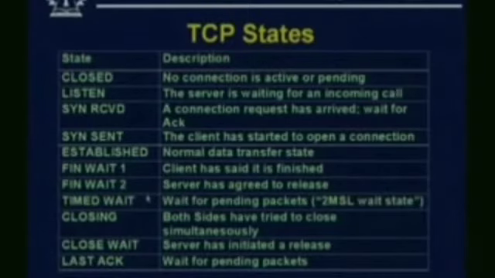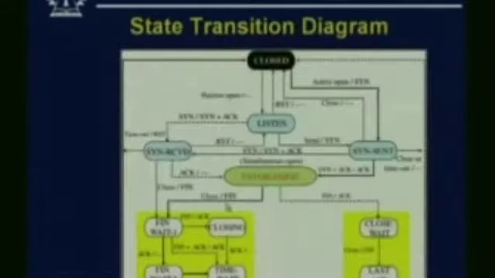And timed wait, wait for pending packets. This is, as I said, the 2MSL wait state. So for the last pending packet to come in, you have to wait at least this much. This is the maximum segment life. This is sort of estimated from the round trip time. Closing, both sides have tried to close simultaneously. That is again another. So both sides have sent FIN, and close wait, the server has initiated a release, and last ACK, waiting for the pending packets.